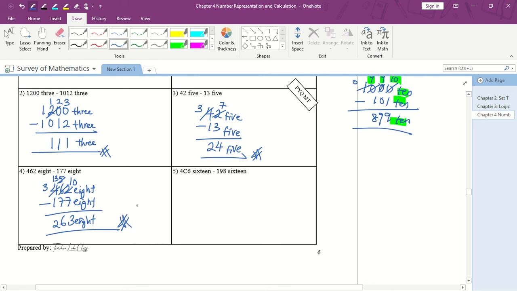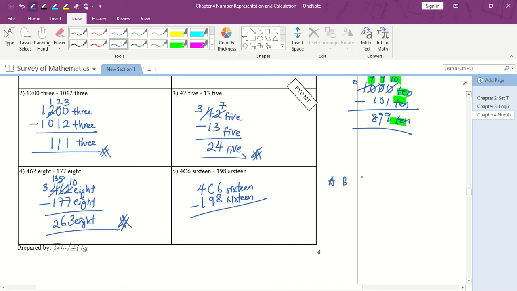I think it's kind of easy. And let's try the last question for this page, for this subtraction. 4C6 base 16 minus 198 base 16. Okay, so 6 minus 8. Oh no, we are not able to minus it, and we need to borrow from this C. So what is this C again?